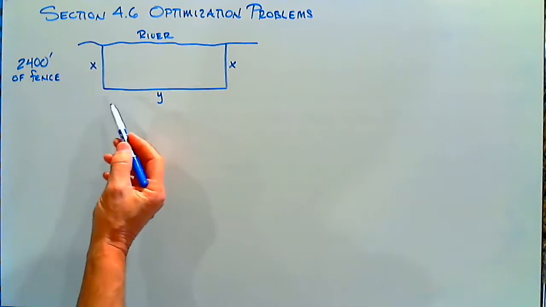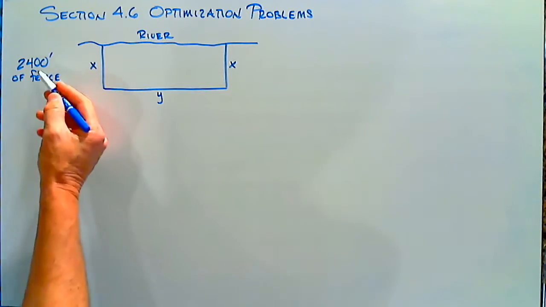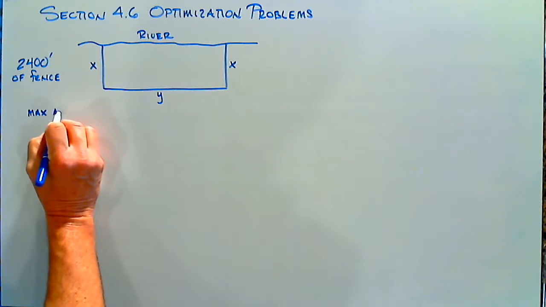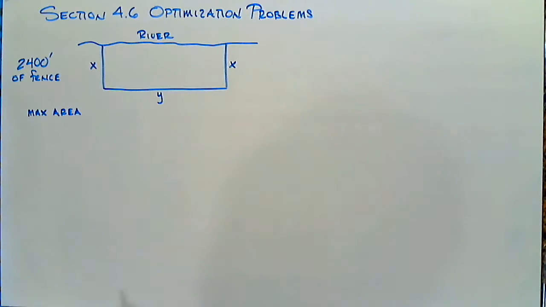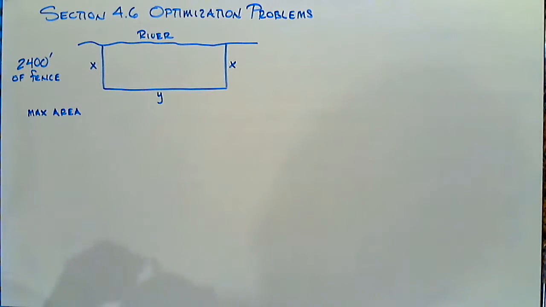So where are we going to go with this? Well, we want to maximize the area. So my suggestion is you write down the given, and you write down what you're supposed to do. You want to maximize the area. Right? Now, how am I going to do that? Well, what are we going to do to maximize the area? We're going to find a function that describes the area of our field.